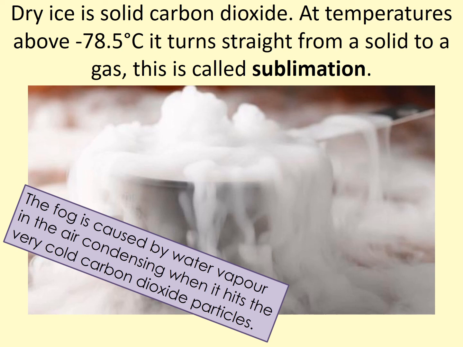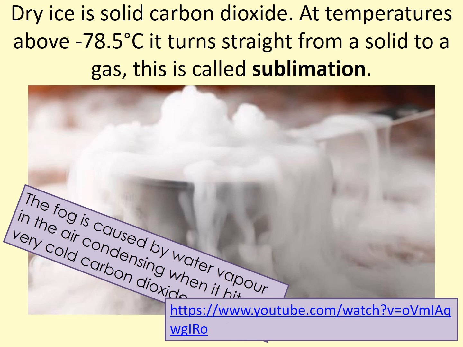What you can see, the fog, is caused by water vapour in the air condensing when it hits the very cold carbon dioxide particles. And so it condenses into a liquid and forms tiny droplets, and that's what you can see. That's why it looks a little bit like steam coming out of a kettle, because it's actually droplets of liquid water. And here is a link to a video with some demonstrations about dry ice.